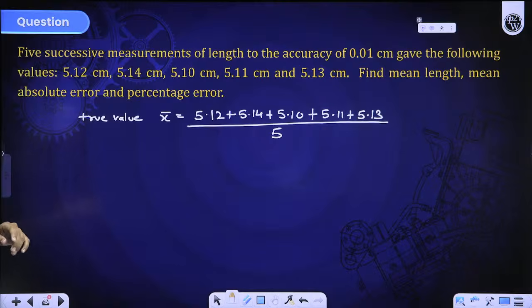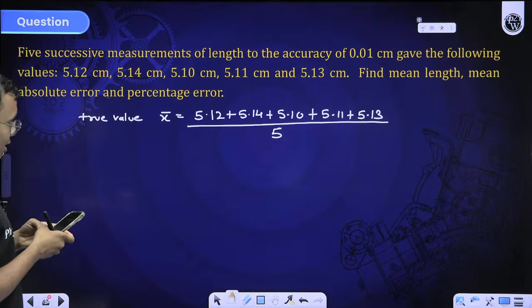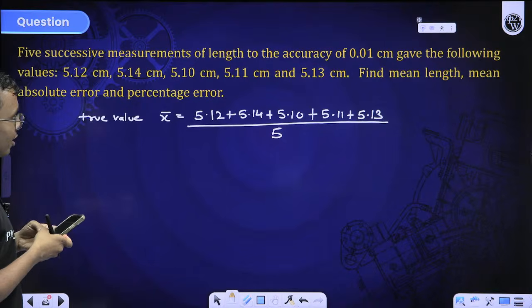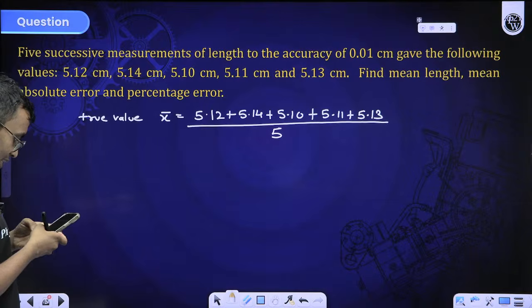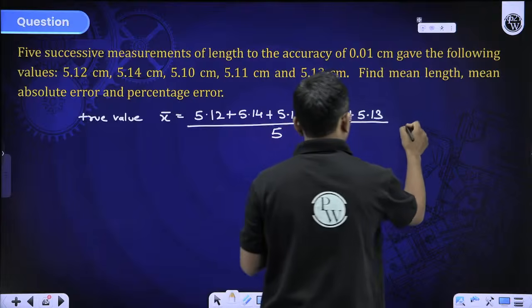So how much is that? Let us do it quickly. 5.12 plus 5.14 plus 5.10 plus 5.13, plus 5.11 also, divided by 5, and I got this as 5.12.